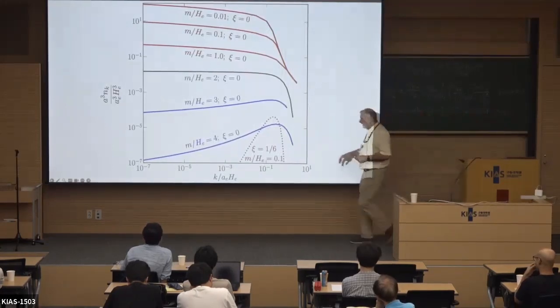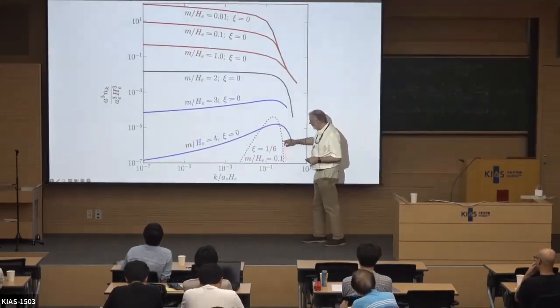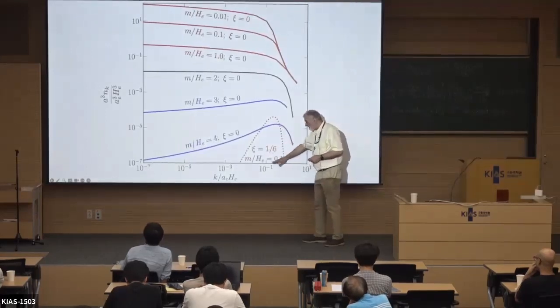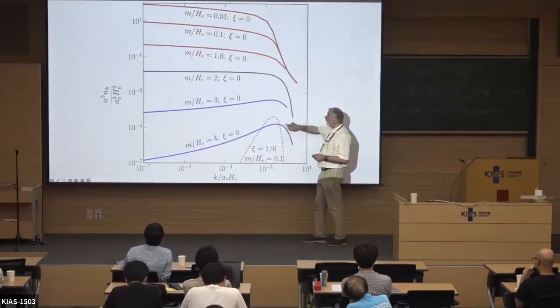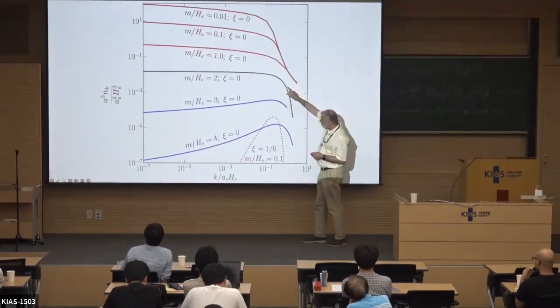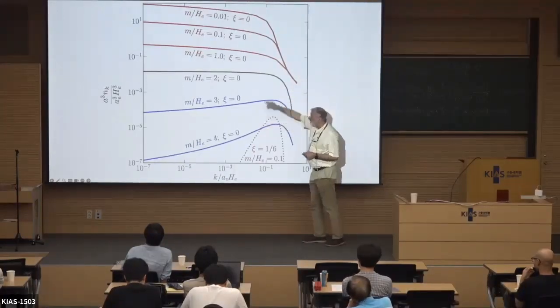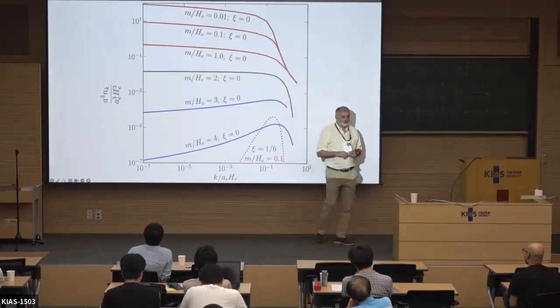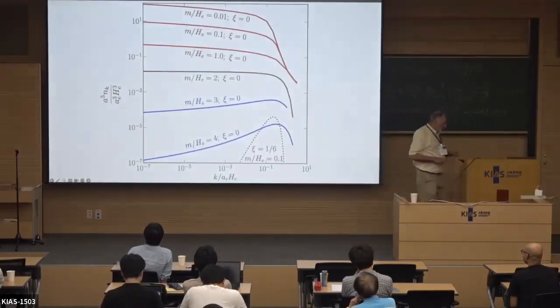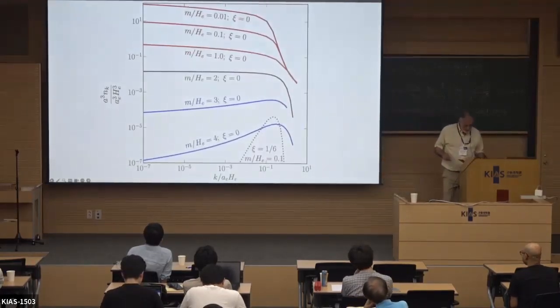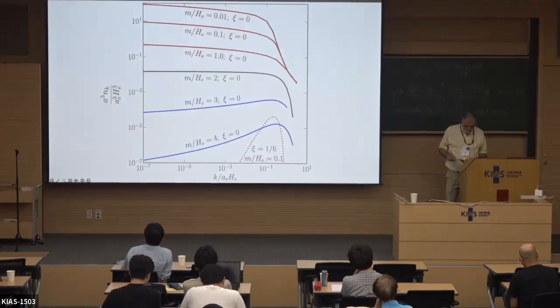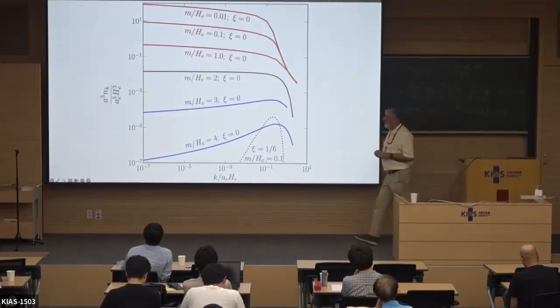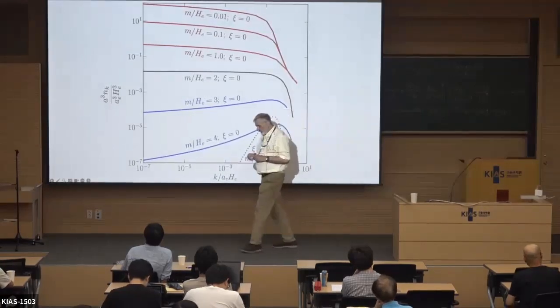And for comparison, this was an example of the spectrum for a conformally coupled scalar for m over H_E of 0.1. You can compare that to the result for the minimally coupled scalar. Not only is this blue, but that spectrum is red, and it's a much larger amplitude. So if we want 10 to the minus 5, then this does not look like a good dark matter candidate for a minimally coupled scalar.